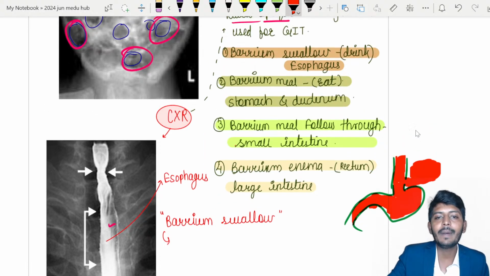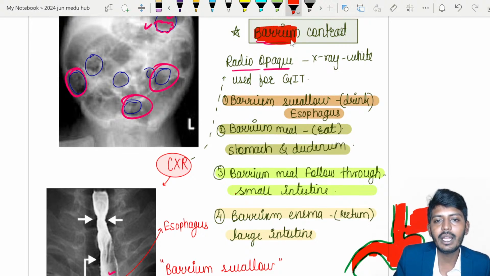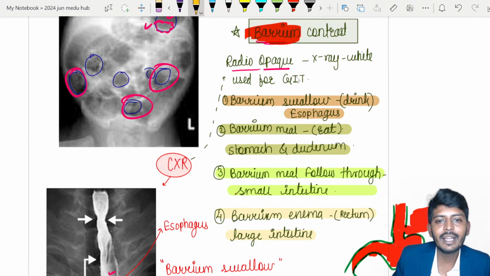So we have multiple types of barium technique. Nowadays, barium is not that widely used. Earlier, we used barium as a contrast. Nowadays, we have other contrasts also, which I will talk about in the discussion of contrast in radiology. So please remember, barium is radio opaque and will look white in color.